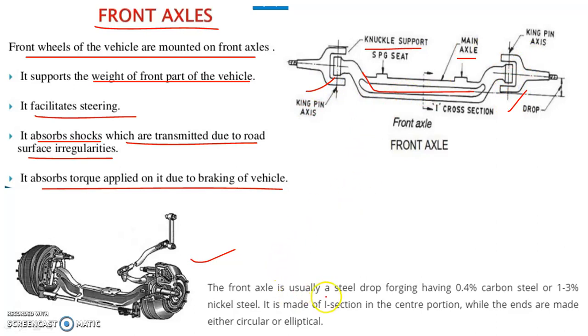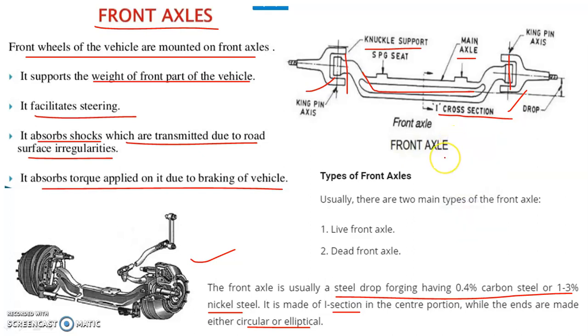The front axle is usually made of steel through forging, having 0.4% carbon steel or 1-3% nickel steel. It is made of I section, that's why I cross section is mentioned in the center portion, while the ends are made either circular or elliptical. So ends are made here and here, circular or elliptical. So this is the material used for manufacturing the front axles.